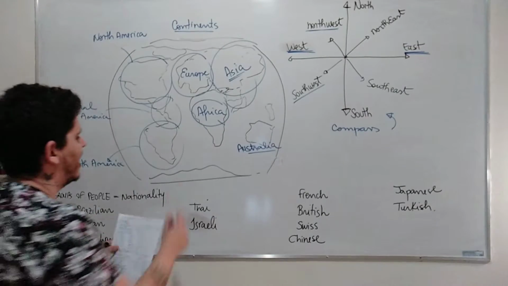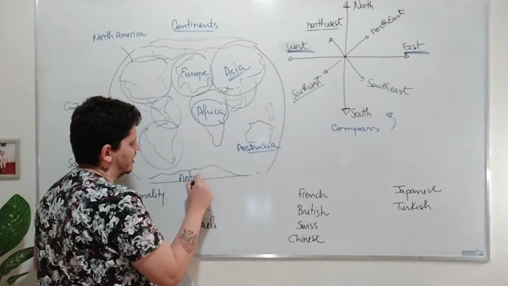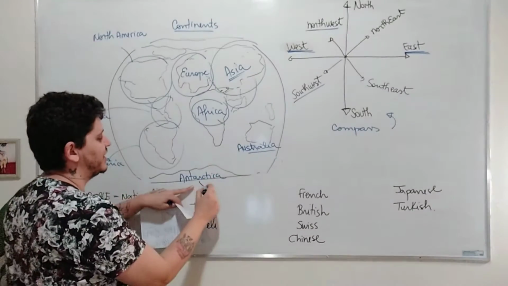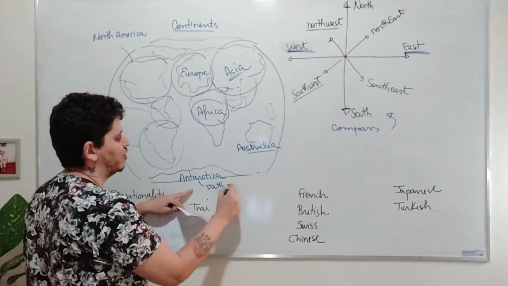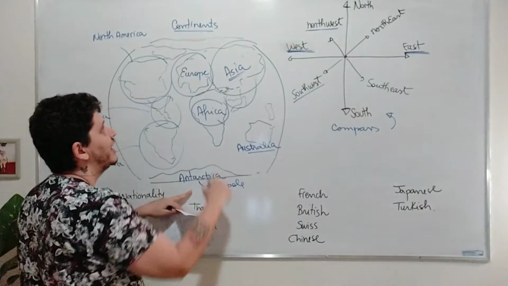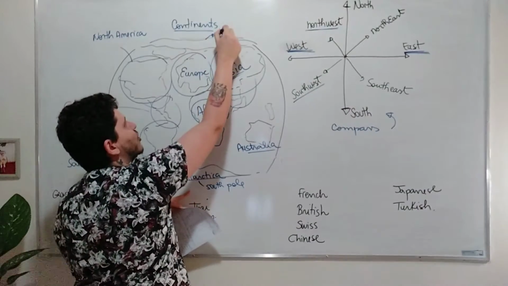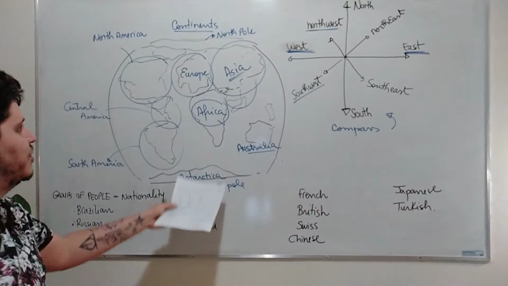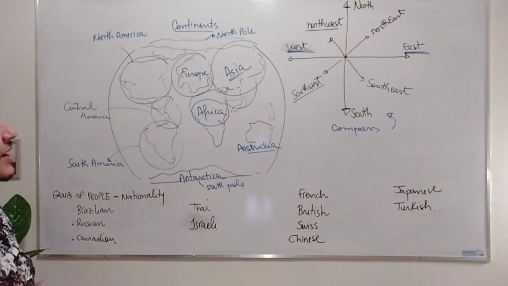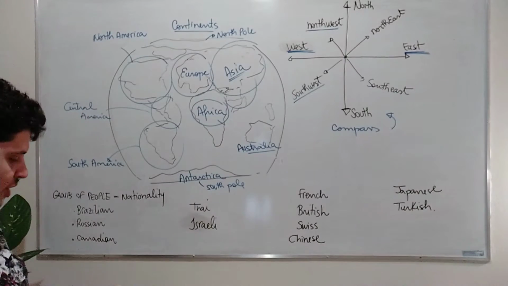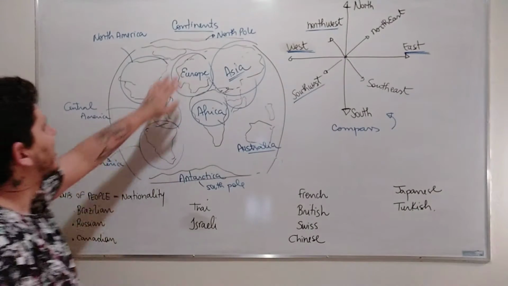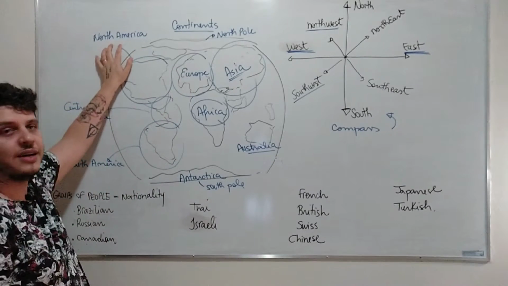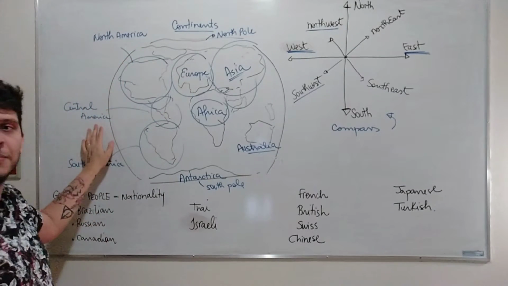Let's repeat them. Oh, also Antarctica. And in this case, we have the South Pole. And right over here, we have the North Pole. South Pole, North Pole. Right, easier. So let's repeat all these words along with me. Continents. North America. Central America.